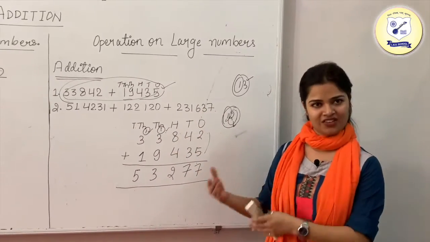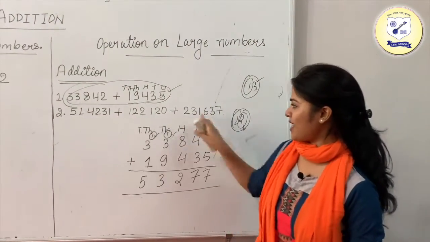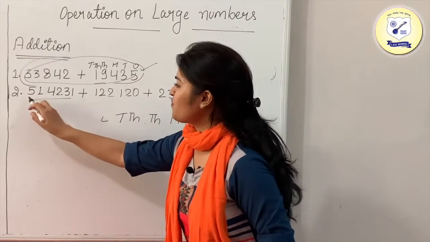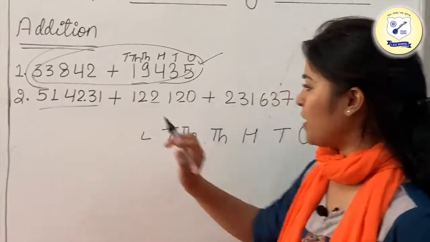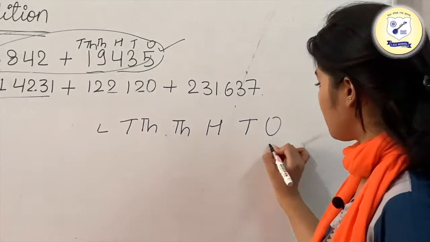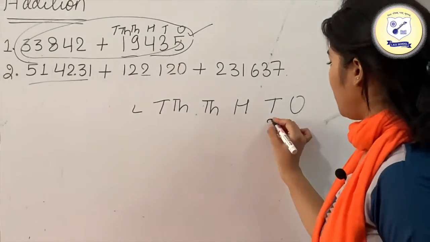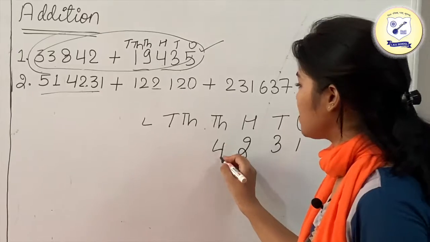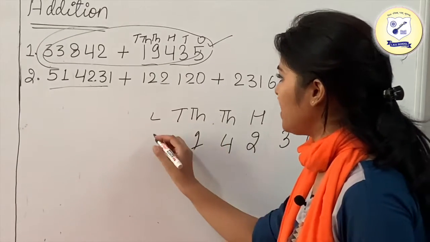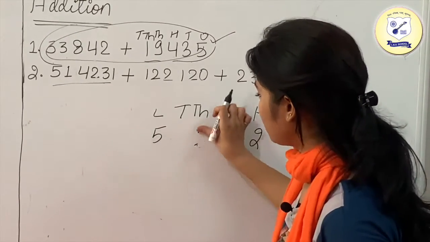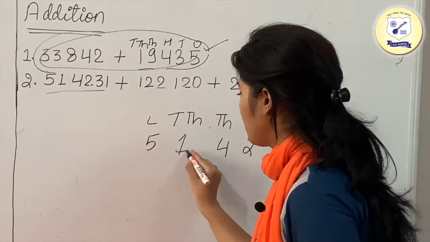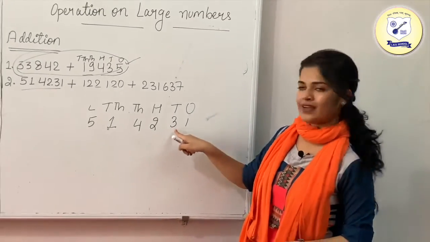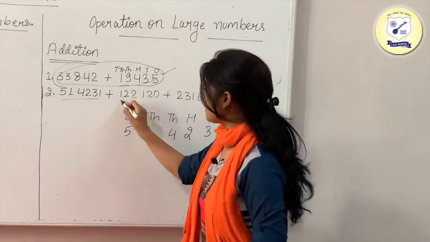Now we will add 3 numbers, this and this. We are having this 5, 1, 4, 2, 3 and 1. So arrange them. 1 is on ones place, write it here. Now 3 is on tens place, 2 is on 100 place, 4 is on 1000 place, 1 is on 10,000 place, and 5 is on lakhs place. So our number is 5,14,231. Next number is this.